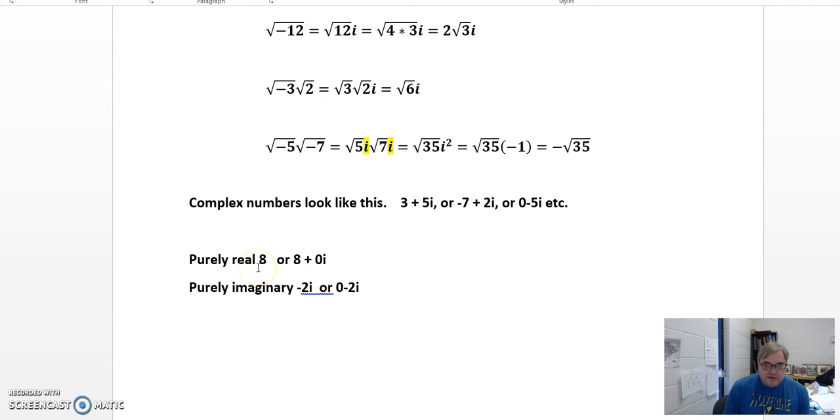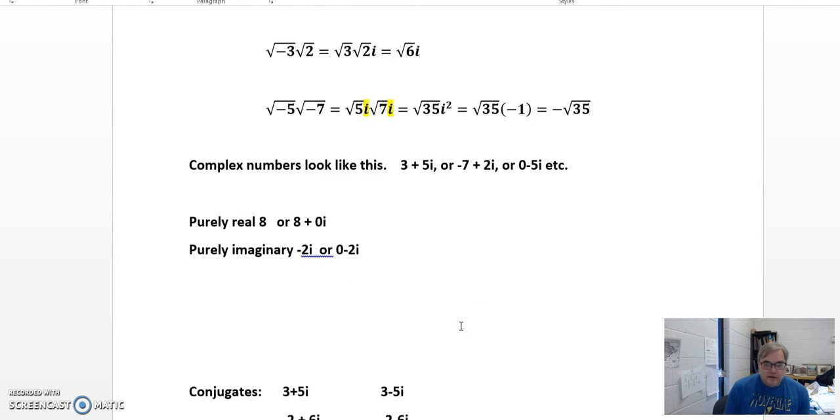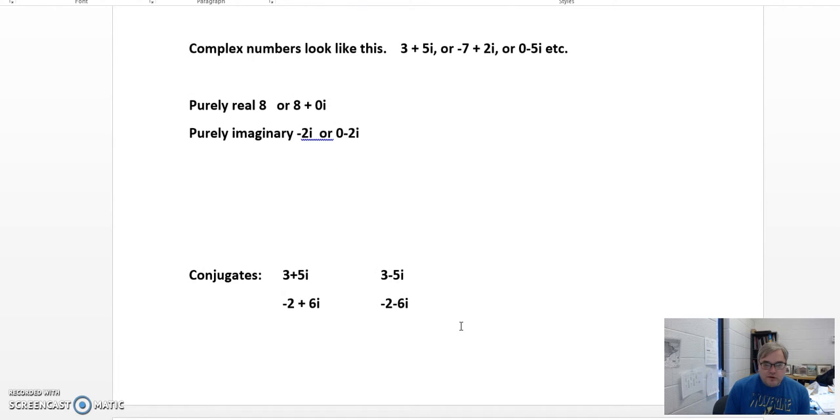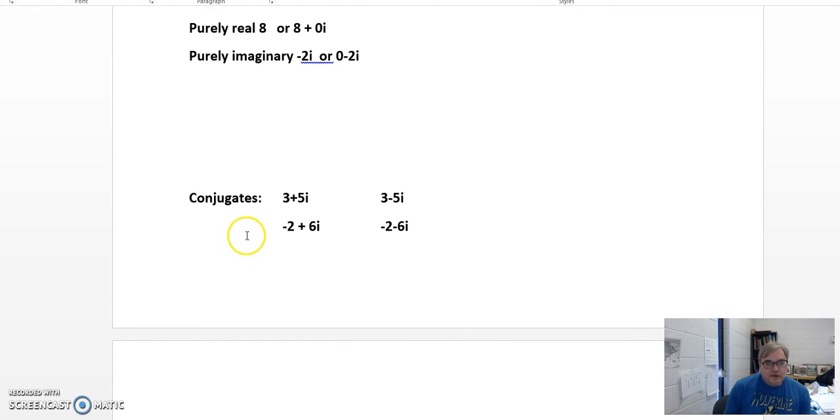So if I look at 8, 8's purely real, but I could write it like 8 plus 0i, which we typically don't do. Purely imaginary, -2i. Well, I can write that as 0 minus 2i. Complex numbers. Another term that you've heard before is conjugates. So the conjugate of 3 plus 5i is 3 minus 5i. The conjugate of -2 plus 6i is -2 minus 6i. You're just changing the sign in between, just like we did with radicals.